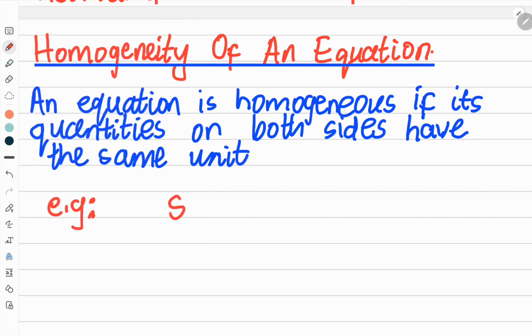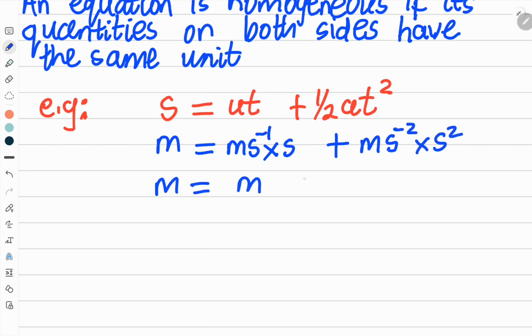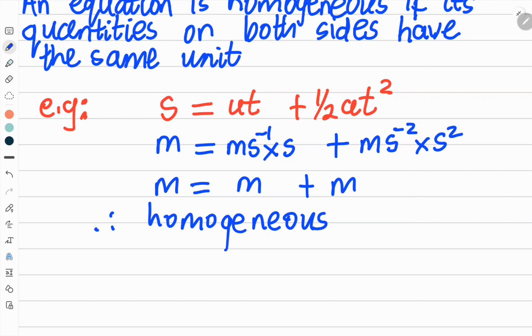For an example, we have s is equal to ut plus half at squared. s being displacement is in meters, u being initial velocity is in meters per second, multiplied by the units of time, which is seconds, plus half is a constant, it doesn't have units. Then we have acceleration, which is in meters per second squared. Then we have time squared, which is seconds squared. All of this evaluates to give us meters, which shows that this equation is homogeneous.